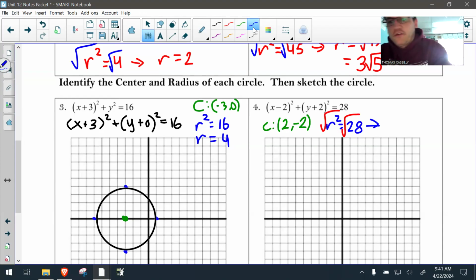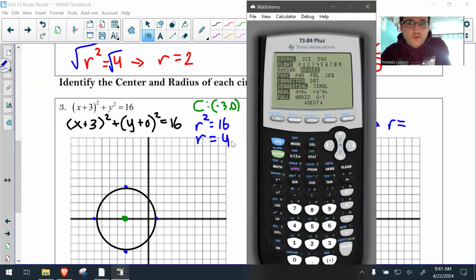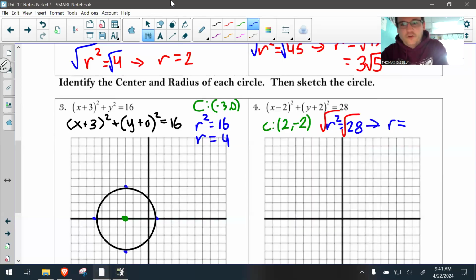Since we are graphing this, we're going to need a decimal. So what is the actual square root of 28? I don't know. So we'll call it 5.3. All right, so the radius is equal to 5.3.